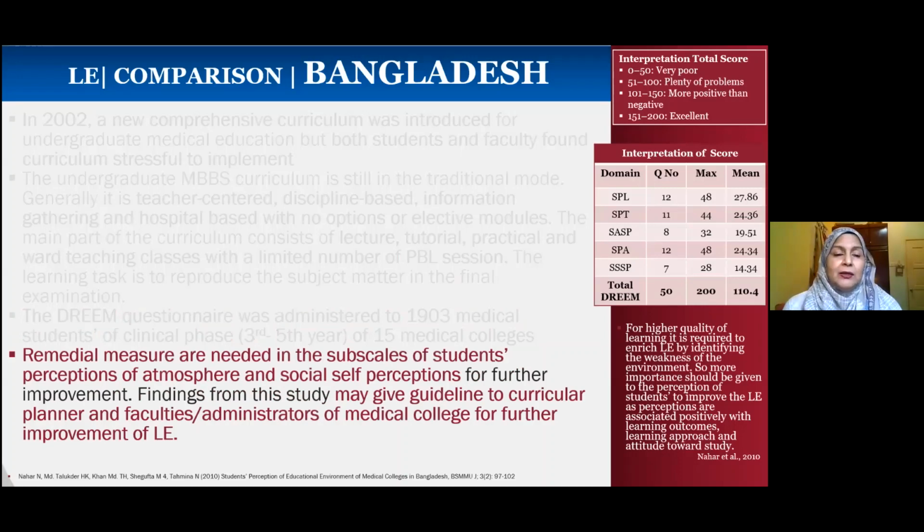Remedial measures are needed in the subscales of student perception of atmosphere and social self-perception for further improvement. Findings from this study may give guidelines for curricular planners, faculties and administrators of medical colleges for further improvement. If you look at the maximum DREEM score out of 200, they have scored 110.4.